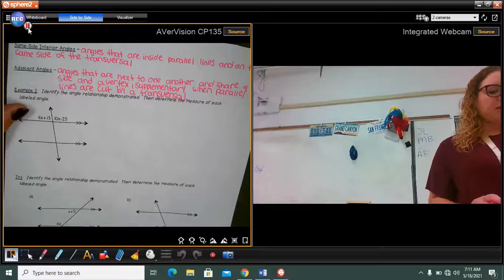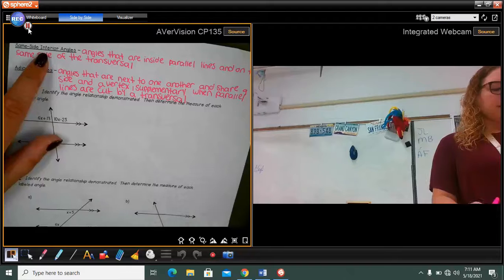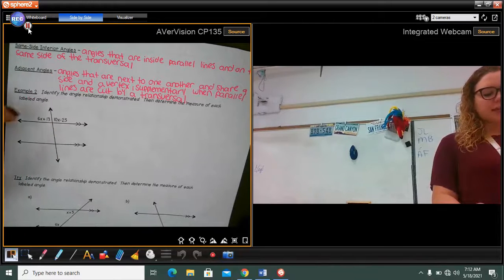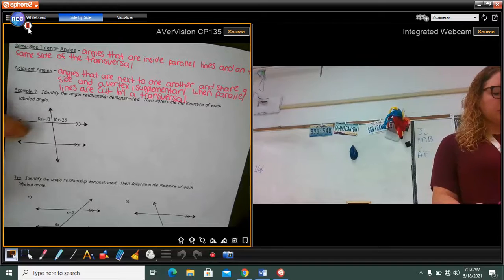Okay, so we have another set. We have same side interior angles. Same side means it's going to be on the same side of the line.